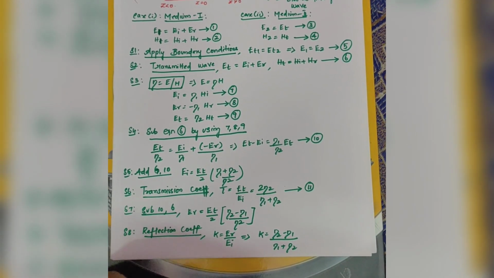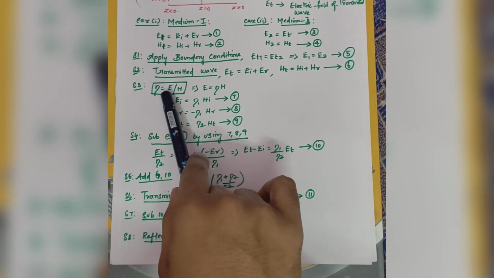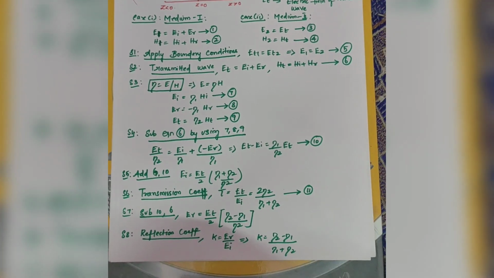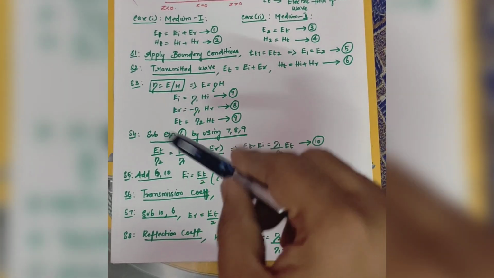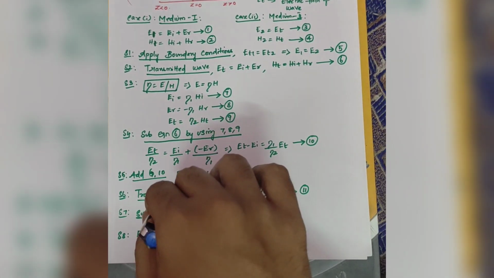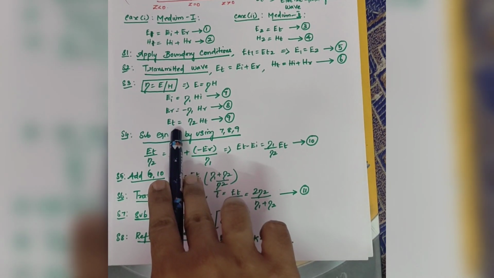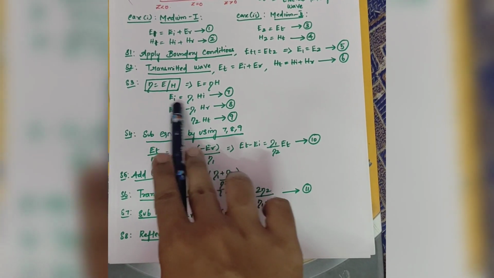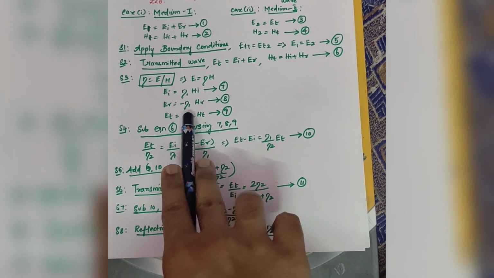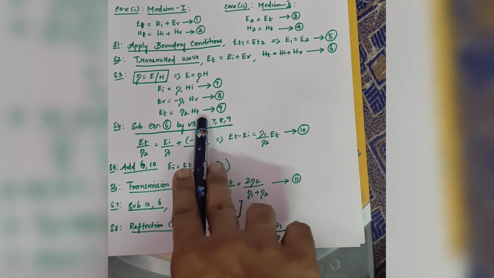Eta, in terms of a transformer, indicates efficiency, but here it indicates the intrinsic impedance. Impedance is nothing but the ratio of the electric field divided by the magnetic field. Eta is equal to E by H, so E is equal to eta into H. Now this E becomes, in terms of incident wave, reflected wave, and transmitted wave, EI, ER, ET. So EI is eta 1 times HI. When I write R, eta 1 times HR. When I write T, eta 2 times HT.